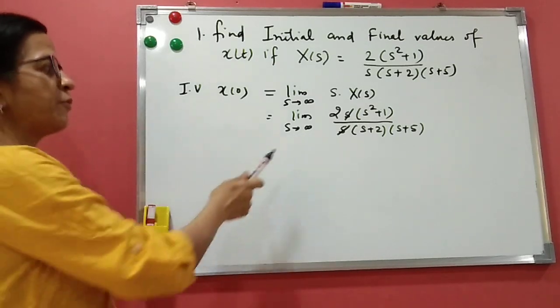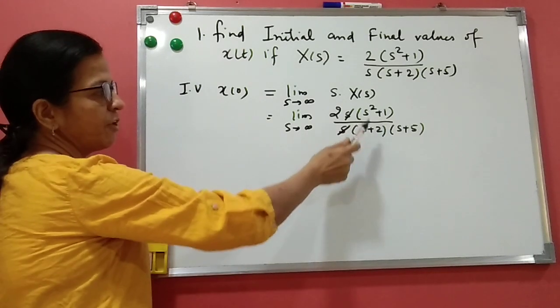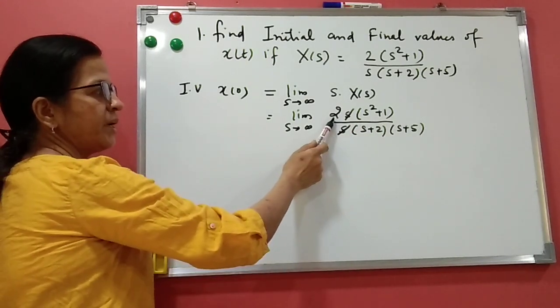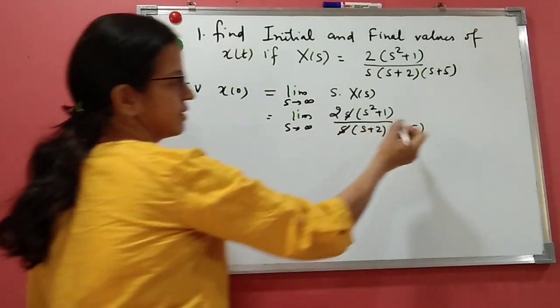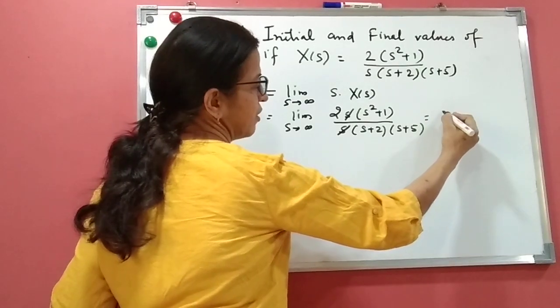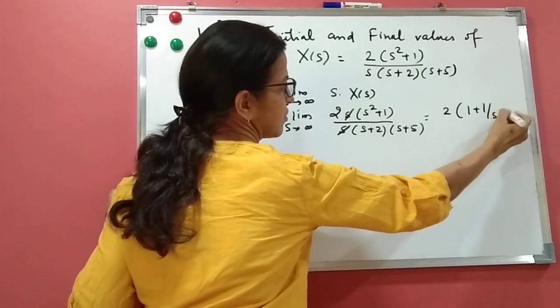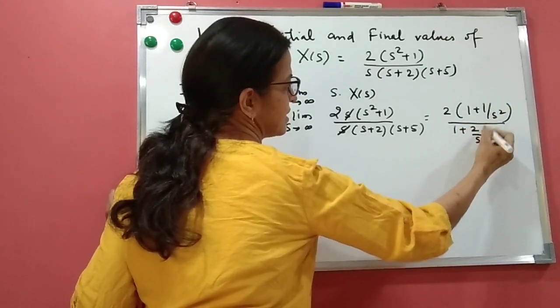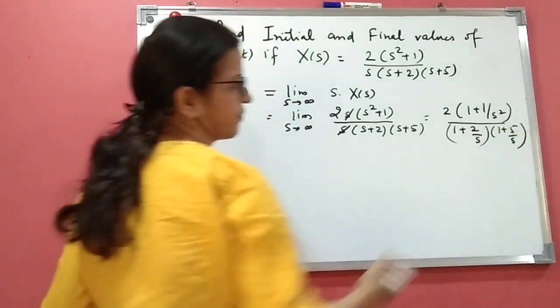So you can see now we have to put the value of s as infinity. If you put the value of s as infinity, you get infinity upon infinity. So what you have to do, whenever the degree of numerator is the same as the degree of denominator, we have to divide by that term. So that you have to write as 2 times (1 plus 1 upon s square) upon (1 plus 2 upon s) and (1 plus 5 upon s).